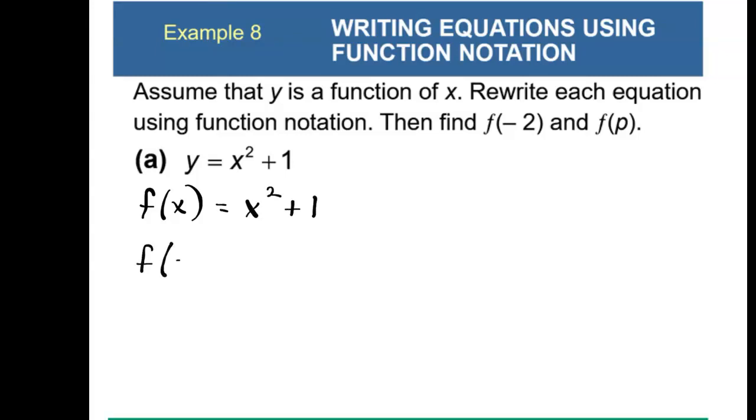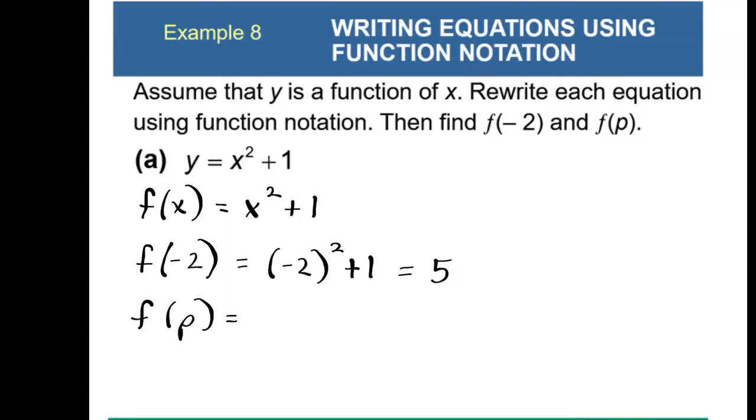Next, we're asked to evaluate our function at -2. So we can simply replace x with -2. Simplifying, we have 4 and 1, which will make 5. And then we have f of p. So in place of x in our function, we want to replace that x with p. So we have p squared plus 1.